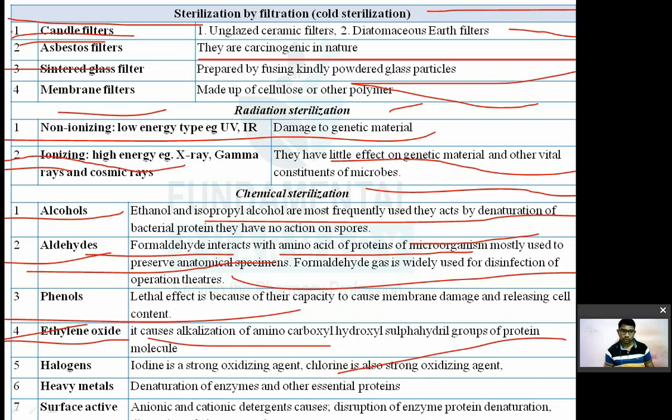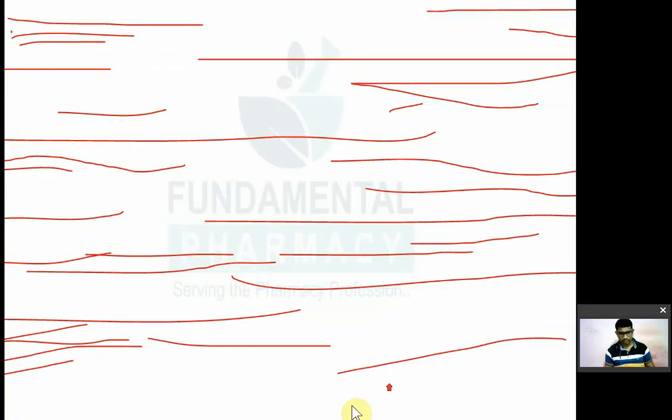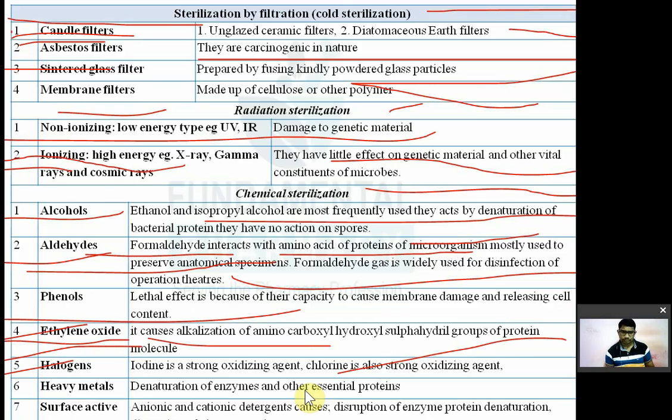So particularly chlorine is used for the disinfection of water. Chlorine किसके लिए यूज करते हैं? Disinfection of water. In case of halogens, iodine is a strong oxidizing agent. Chlorine is also an oxidizing agent. So it causes oxidation of important bacterial components. So क्लोरीन जो है, it is used for the disinfection of water.